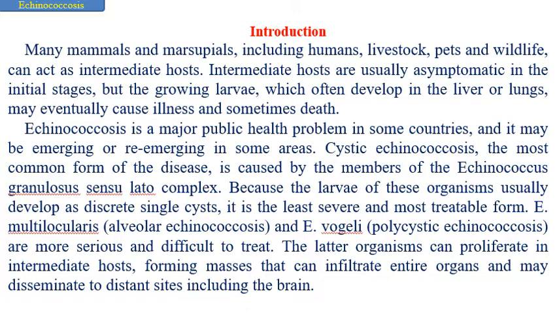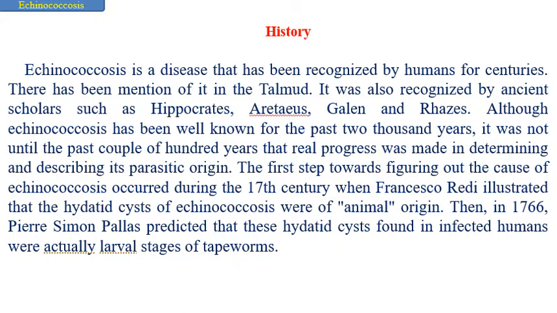Cystic echinococcosis is the most common form of the disease, caused by members of the Echinococcus granulosus sensu lato complex, because larvae of these organisms usually develop in discrete single cysts. It is the least severe and the most treatable form. Echinococcus multilocularis, often called alveolar echinococcosis, and Echinococcus vogeli, often called polycystic echinococcosis, are more serious and difficult to treat. The latter organisms can proliferate in intermediate hosts, forming masses that can infiltrate organs and may disseminate to distant sites, including the brain.